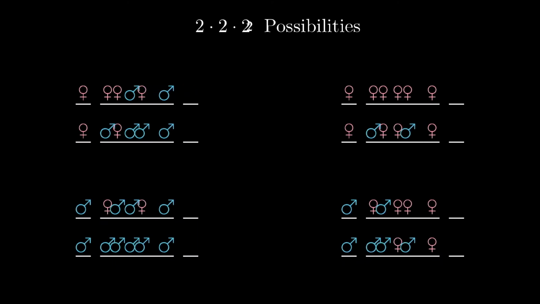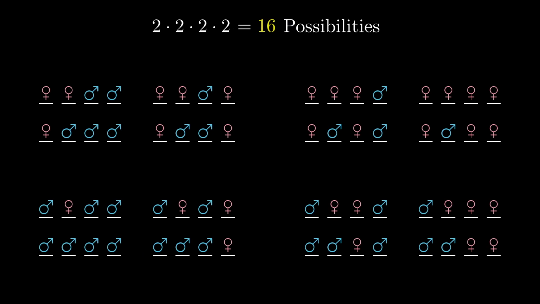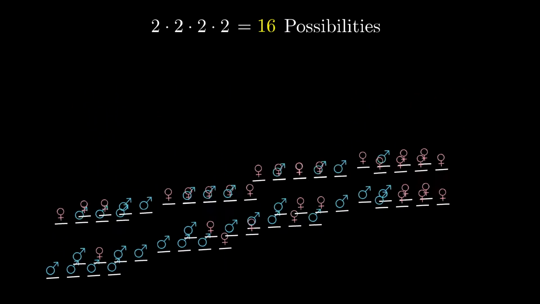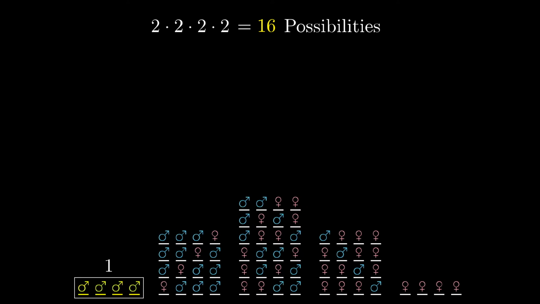There are 2 to the 4th, or 16 possible configurations of men and women, and if we clump them up like before, only 1 of them has 0 women, 4 of them have 1 woman, 6 of them have 2 women, 4 have 3 women, and 1 has 4 women. So we have this nice 1, 4, 6, 4, 1 pattern.